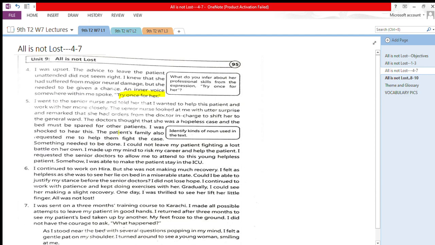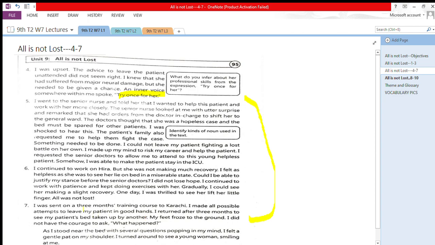She wanted to save the life of that girl, Hira, and how she had to leave her in the hands of another nurse because she was sent to another department, and she was sent to Karachi. But before going to that department, she made sure that she left Hira in good hands. Now see, paragraphs 4, 5, and 6 talk about the helplessness of that nurse, where she was sent to another department and had to leave her patient Hira with another nurse, but she made sure that her patient was in good hands.